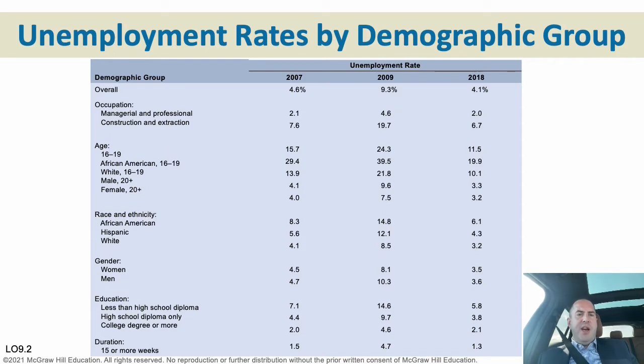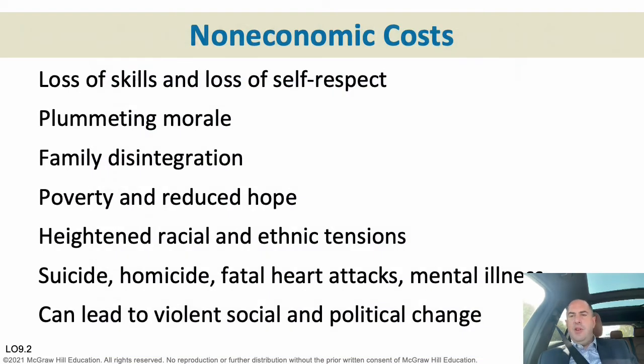So this is just a breakdown of unemployment rate by year, by a variety of demographics. We won't spend too much time here. Severe unemployment is socially catastrophic as it occurs at the individual level and spreads throughout society.